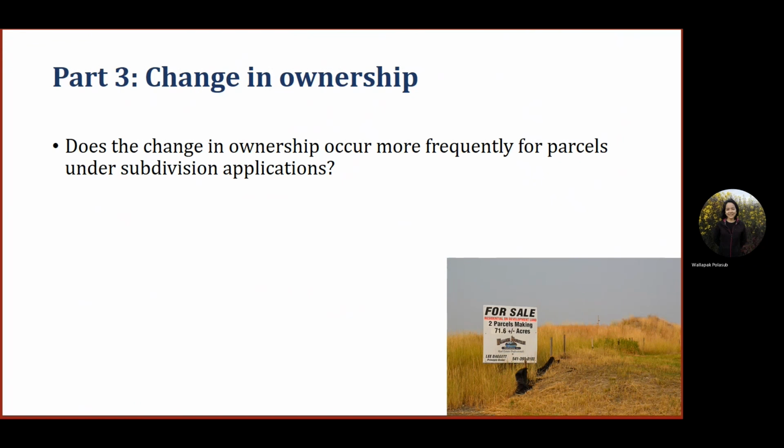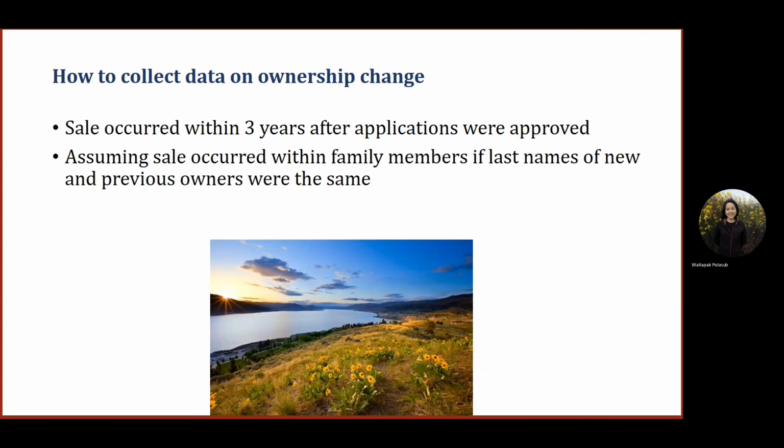So next we are going to take a look at the change in ownership. We ask one question: does the change in ownership occur more frequently for parcels under subdivision applications? So how do we collect data? We use the BC assessment data to see the history of sale, and we limit it to the sales that occurred within 3 years after the application was approved.